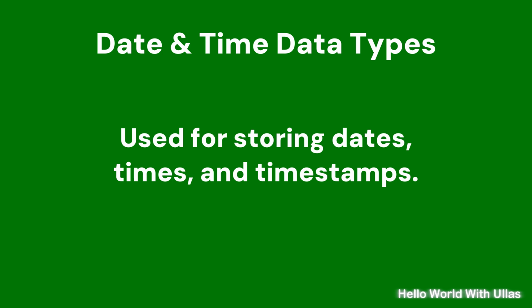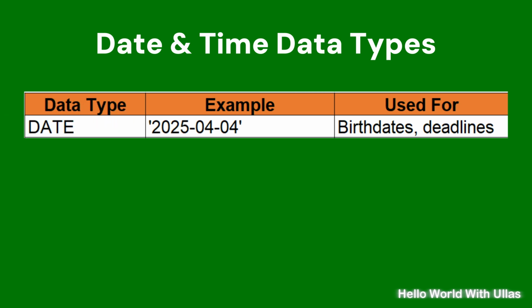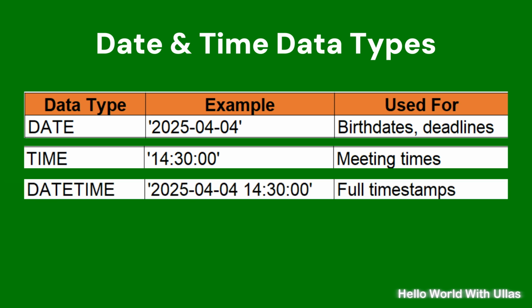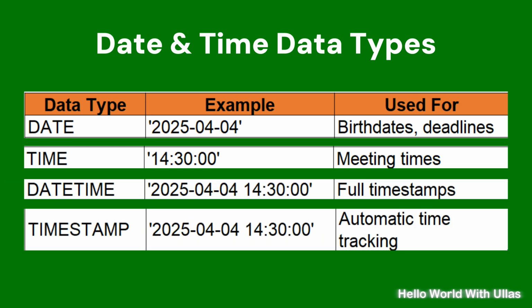Date and time data types are used for storing dates, times and timestamps. There are four data types in date and time. One is date, so we can store birth dates, deadlines, etc. Time can be used for storing meeting times, etc. Datetime will store full timestamps. Timestamp is used for automatic time tracking.